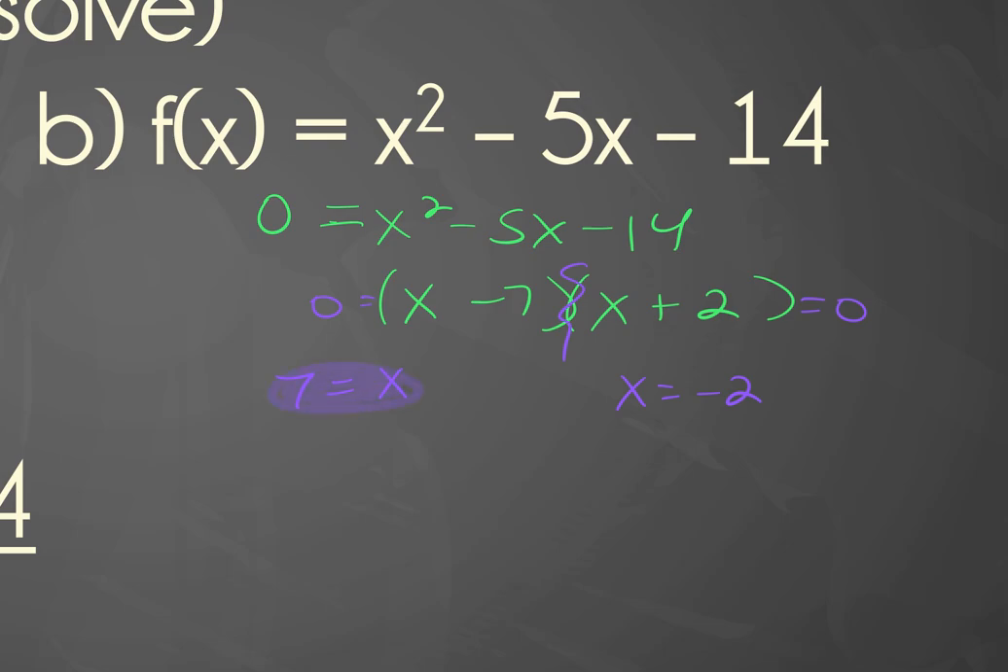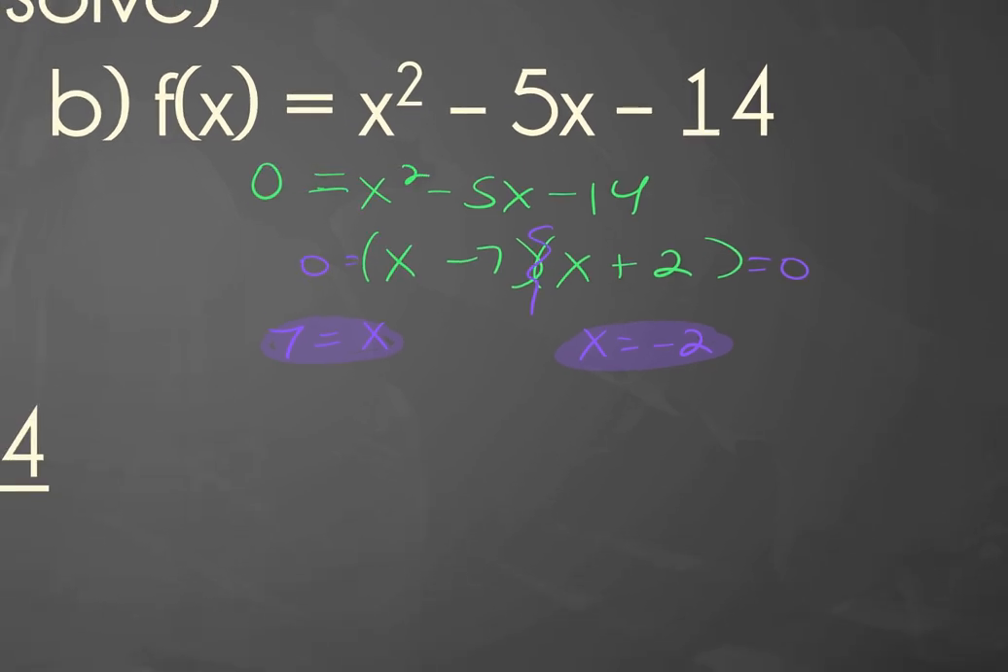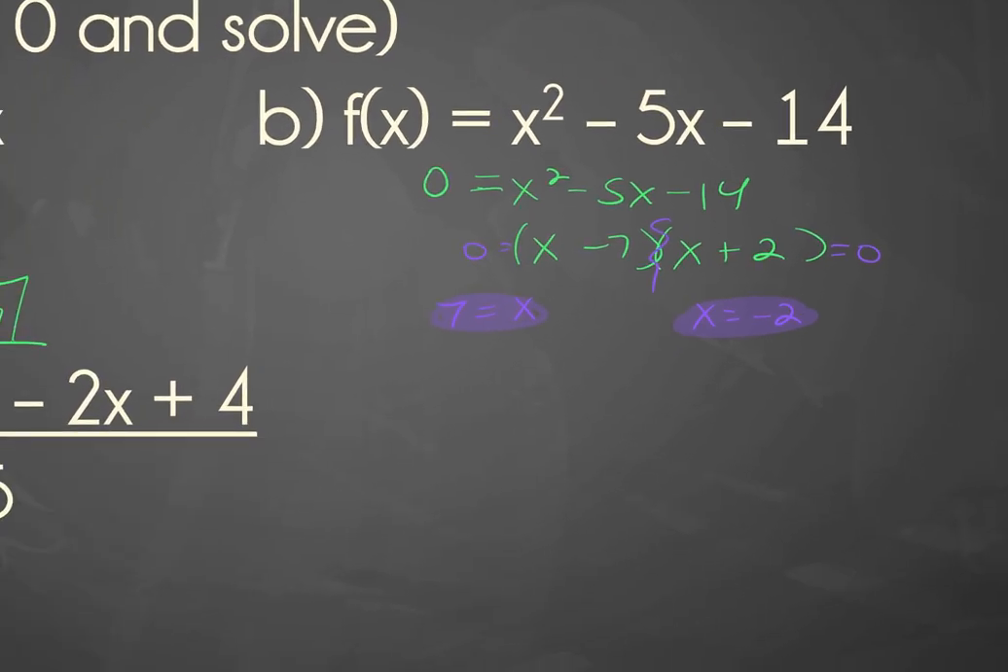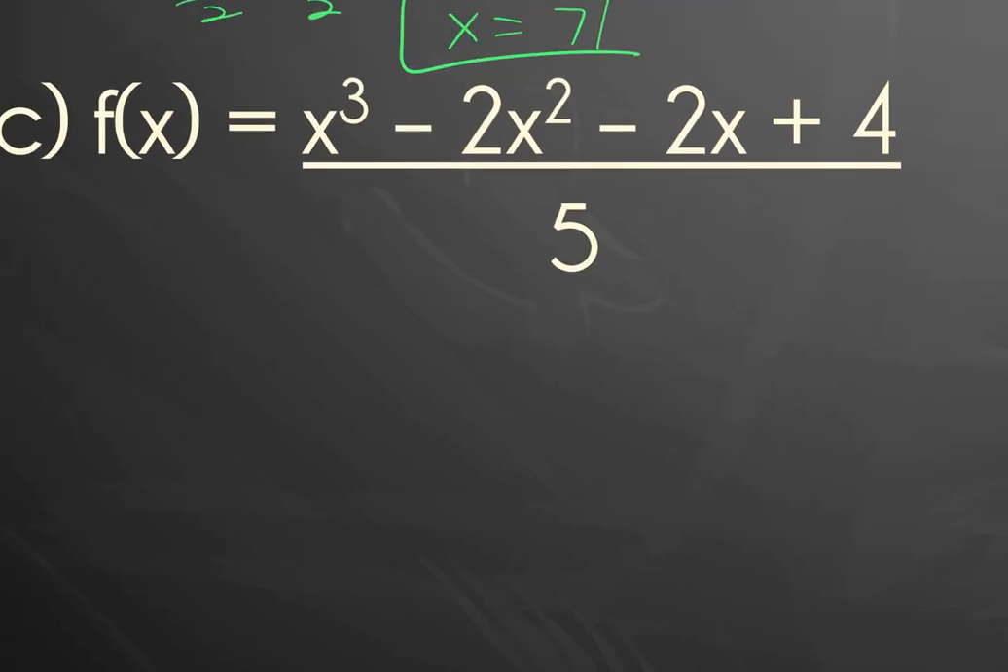What would be the shape of this graph if it was on my graph? Parabola. That would cross through your axis twice, which would give you those two x coordinates. Still with me? Okay, go to C.